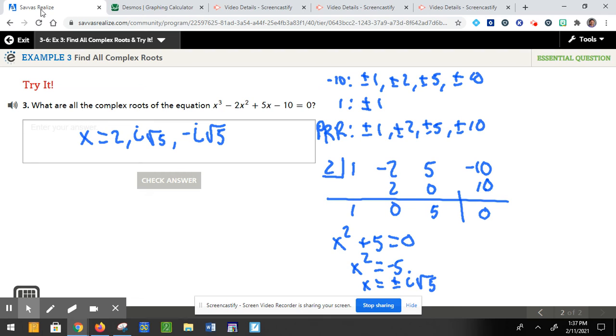So since that's got no linear term, instead of doing quadratic formula, I'm just going to solve it by taking square roots. If you did quadratic formula with it, you would get the same answer. It's just going to be more work. So when there is no linear term, just do square roots because it's faster. So you subtract 5, take a square root, and you get plus or minus i√5. So the 3 roots are 2, i√5, negative i√5.